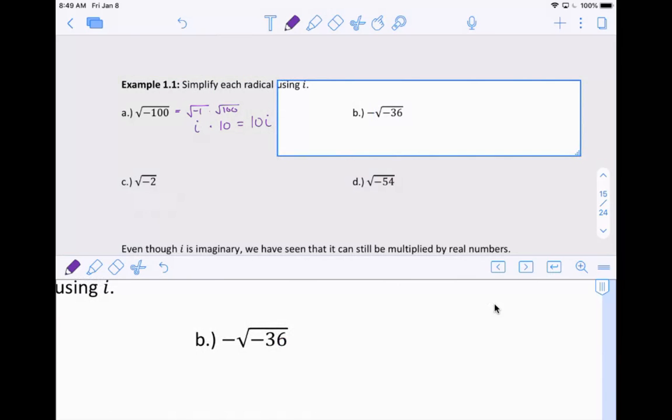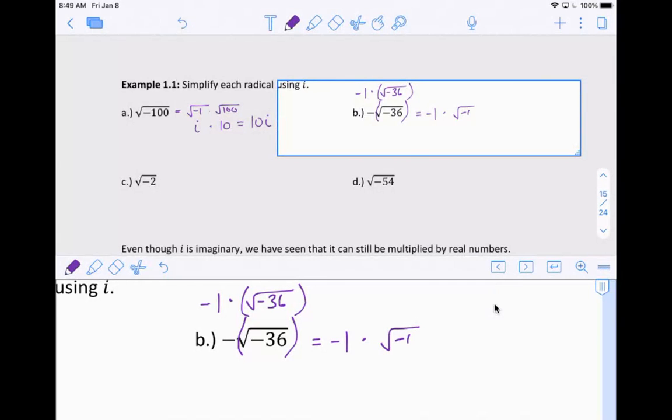Let's try it again. Negative square root of negative 36. Let's deal with this part first because all this is on the outside is just a negative 1. Not super exciting. So let's go ahead and deal with this inside part first. We'll just copy paste that. I'm going to rewrite this as negative 1 and 36 instead of negative 36. This part is now my i.